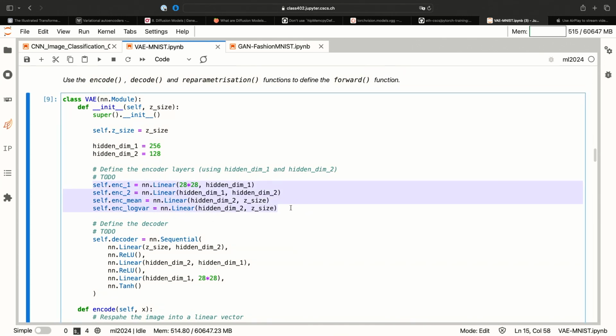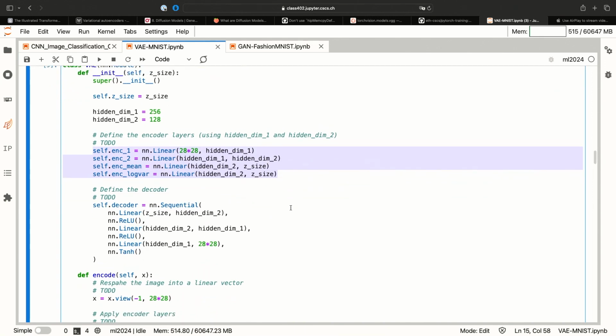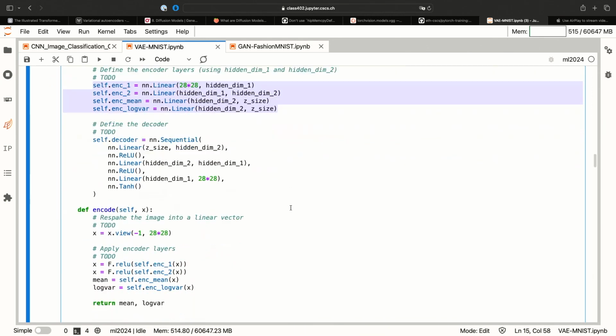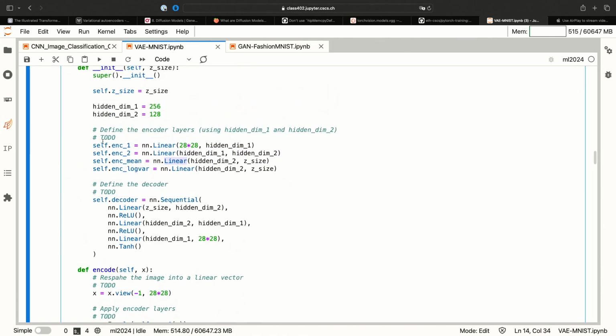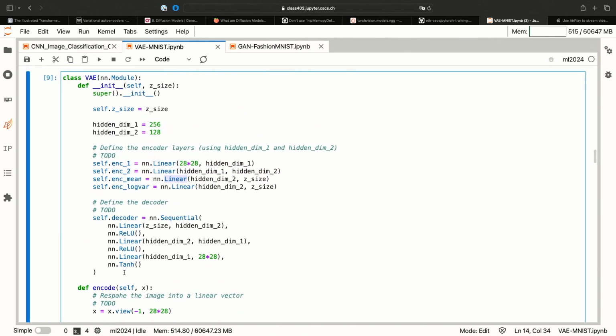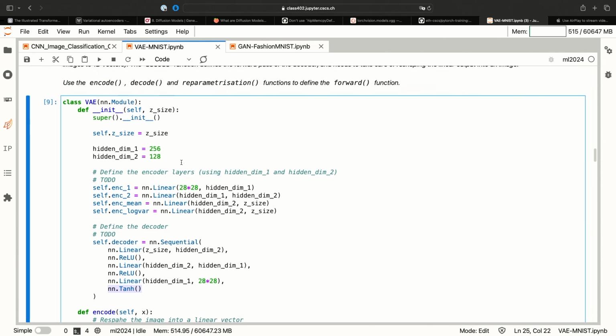But I decided to use only linear layers for this one, not to complicate with convolutions. You can also try to use convolution and transpose convolution for the decoder and see if you can improve the results a little bit. The decoder is essentially a sequential layer that goes from the size of your latent space back to the size of one image, because we are trying to generate images. And again, the tanh activation function is the same as before. We are using it to constrain the output between -1 and 1, because this is how we normalized the images.